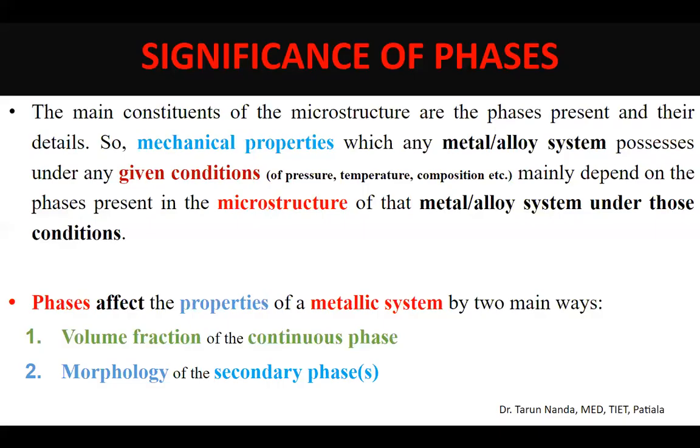So if the volume fraction is 99% and if its volume fraction is 60%, its effect would be different on the properties. On the contrary, the secondary phases do not have that much of a volume fraction in a material system, so they do not largely affect the properties of a material system by their volume fraction. Rather, they affect the properties of a material system by virtue of their shape, by virtue of their size, by virtue of the way they are distributed in the primary phase, which is called the morphology. So secondary phases affect the properties of a material system by virtue of their morphology.